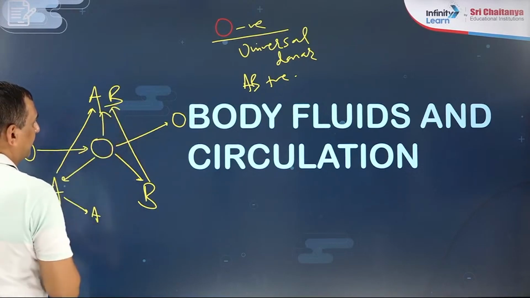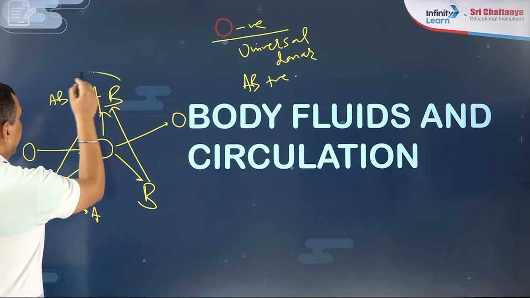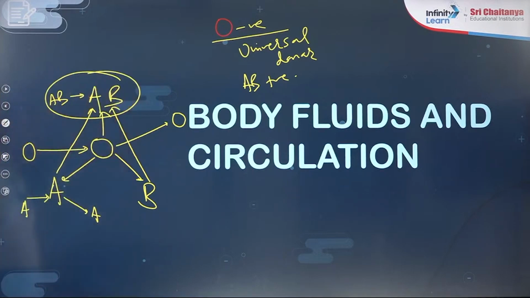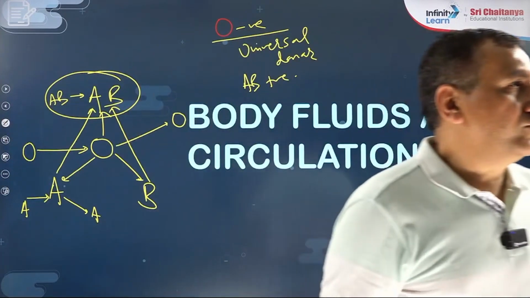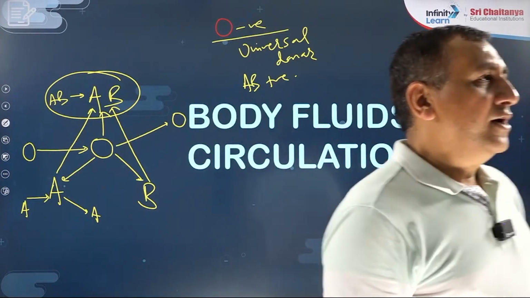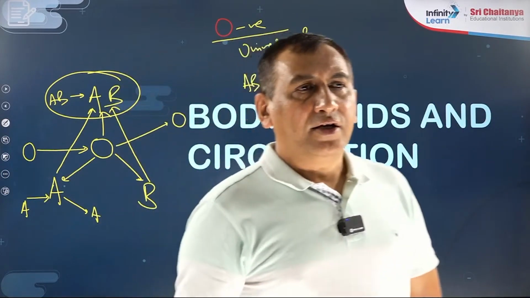O is also giving blood to AB. AB can also donate blood to AB. That is why AB is the universal acceptor. AB is the universal acceptor and O is the universal donor.